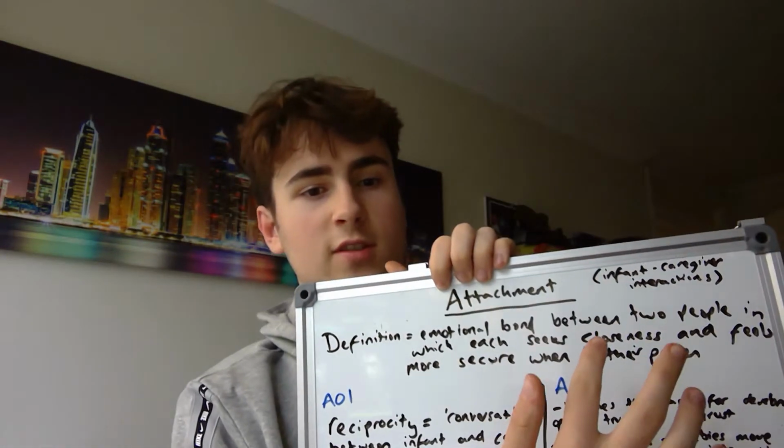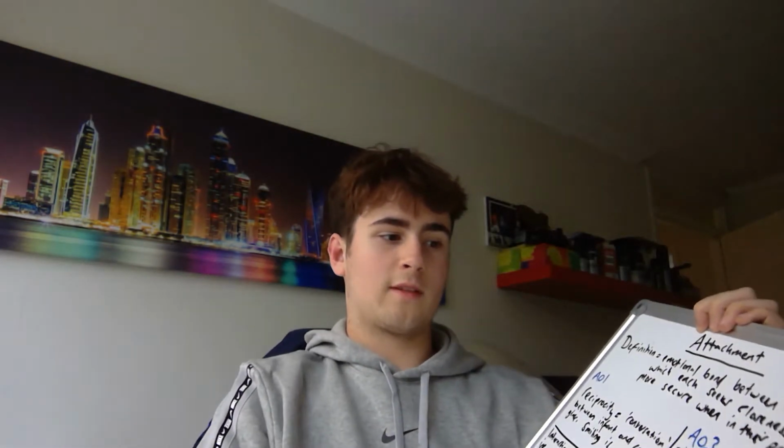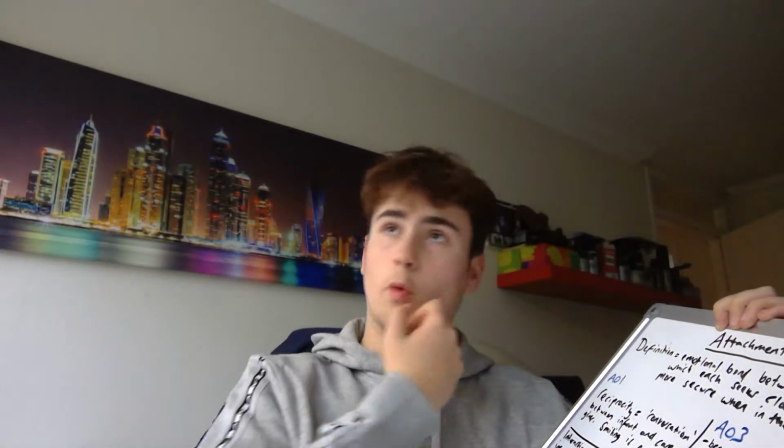So, a definition for attachment would really be: it's an emotional bond between two people in which each seeks closeness and feels more secure when they're present. What you experience here is, say, when the two people haven't been together for quite a while. That happens more with younger people, so infants. You might see some separation anxiety. You look at that more later on in the course when you see Mary Ainsworth's strange situation.